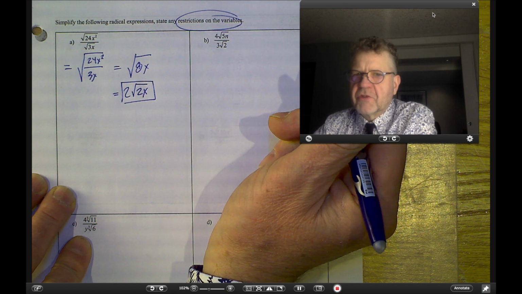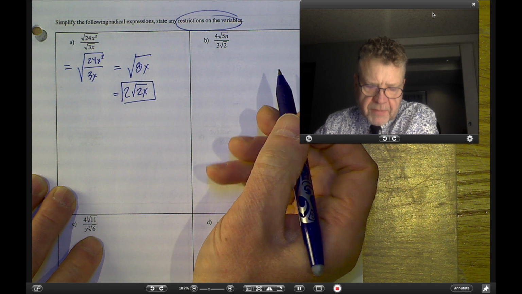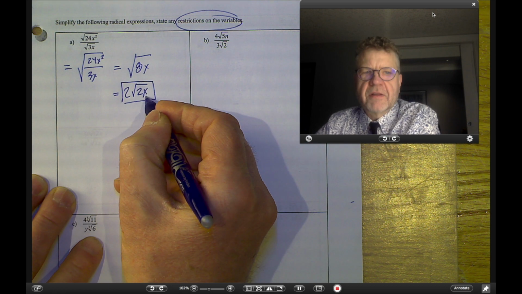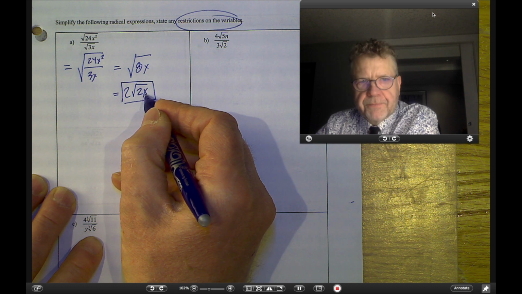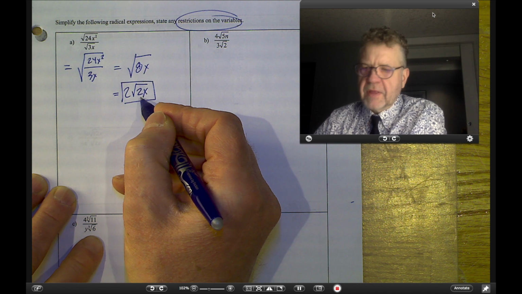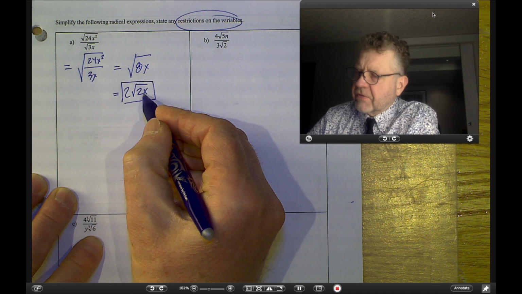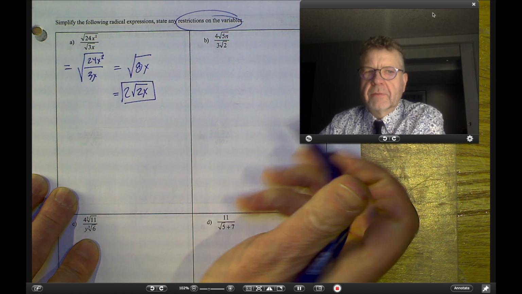Got to think about restrictions now. X is in a radicand there. That means something, right? In this case, x has to be greater than or equal to 0. If it was 0, then the square root of 0 is 0, and 2 times 0 is 0. Everything's good. So if we just look at this, then x has to be greater than or equal to 0.